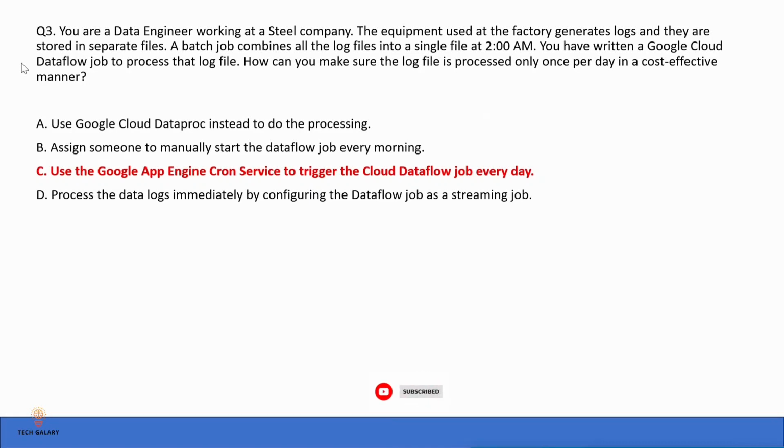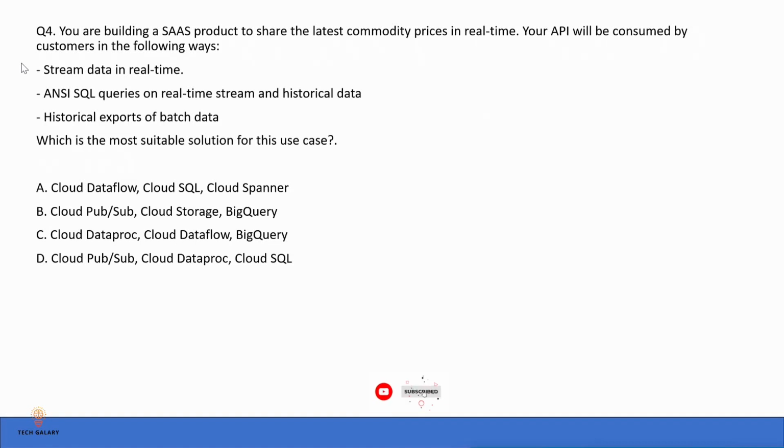Option D. Process the data logs immediately by configuring the Dataflow job as a streaming job. The Cloud Dataflow streaming job only supports Cloud Pub/Sub triggers. So this option is not correct. Next question. You are building a SaaS product to share the latest commodity prices in real time. Your API will be consumed by customers in the following ways. Stream data in real time, ANSI SQL queries on real-time stream and historical data, historical exports of batch data. Which is the most suitable solution for this use case?